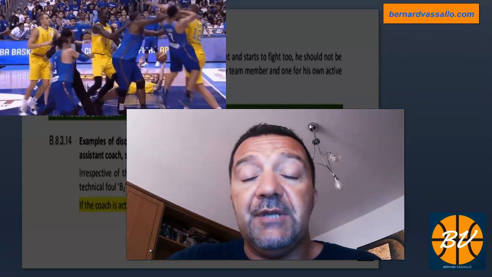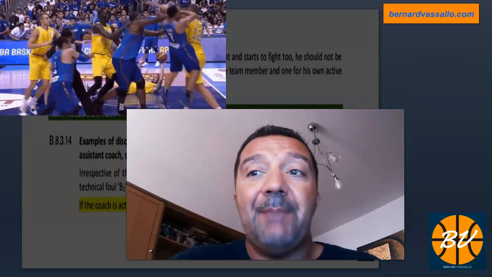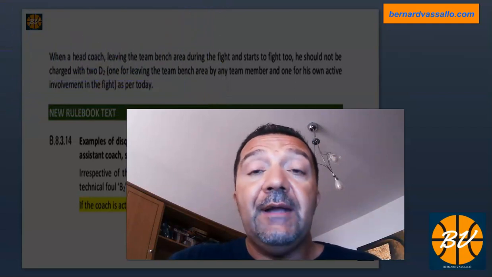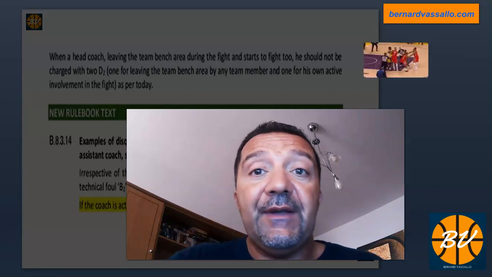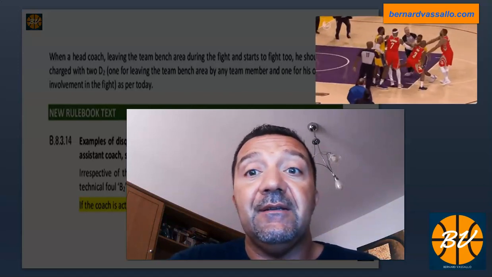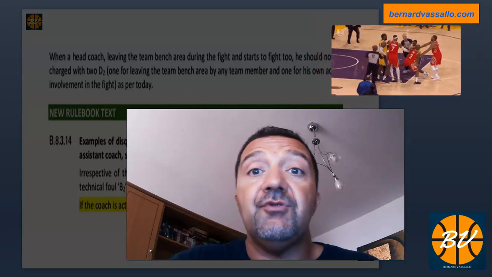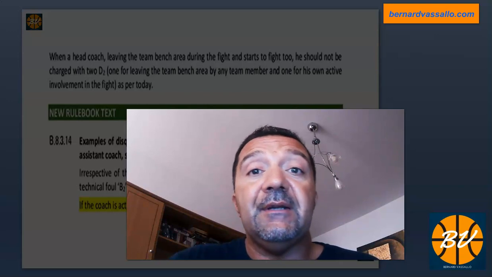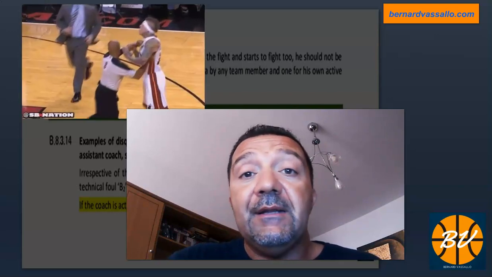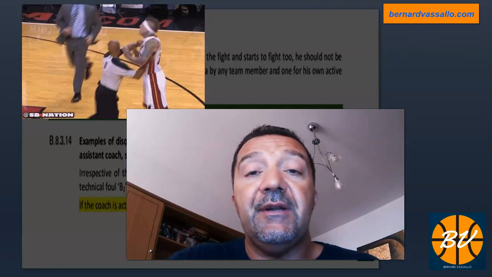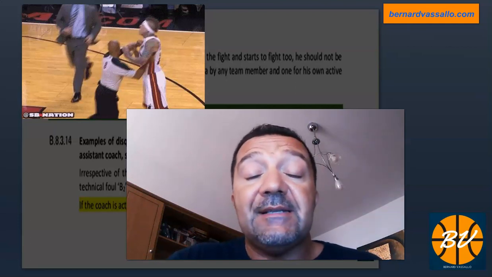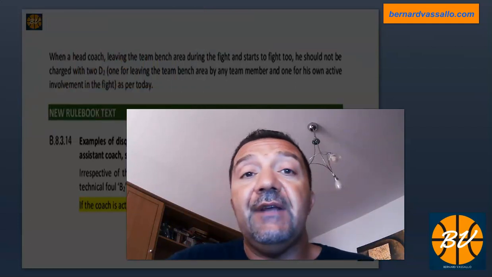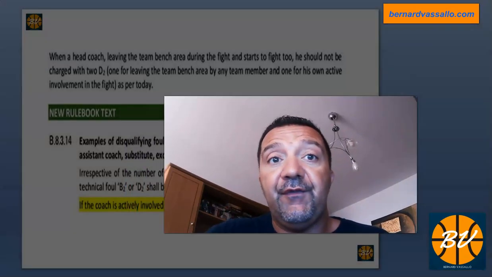Now, in the rule changes, the new wording clarifies what happens and how the information is inserted in the score sheet when a technical or disqualifying foul is called against the head coach, the assistant coach, a substitute, an excluded player, or some other accompanying delegation member, when these persons leave the team bench area and may not assist the referees in trying to calm down the situation, or even if they are actively involved in the fight.